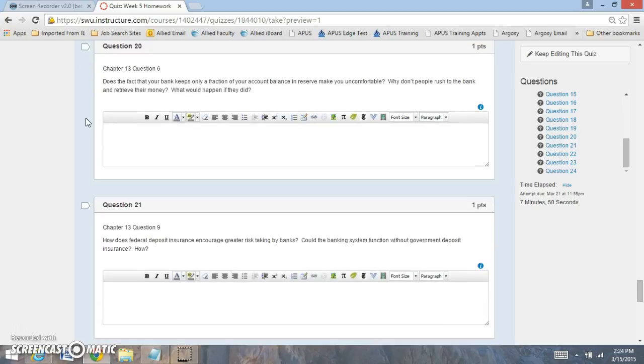Question 20. Does the fact your bank keeps only a fraction of your account balance in reserve make you uncomfortable? Which means a bank will loan out a percentage of all deposits. So in the U.S. economy, the Fed says you hold 10% of all the deposits. So if I deposit $100 in the bank, the bank is required to hold $10. They can loan the rest out. What would be the challenge if people came racing to the bank?